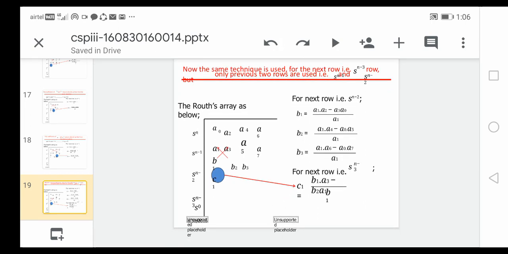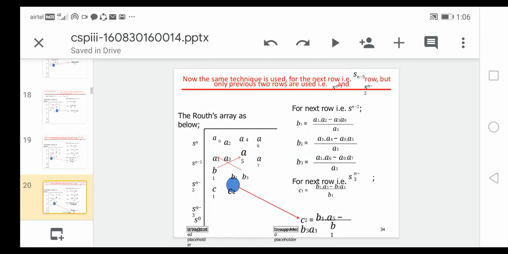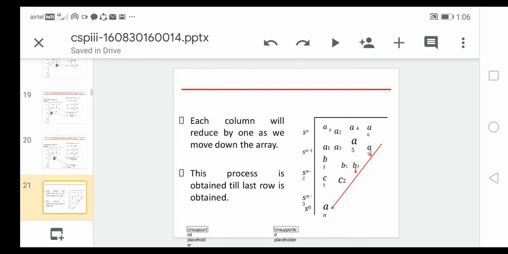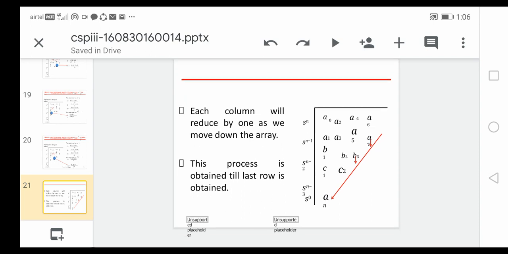Now you need to identify when the system is stable and when the system is unstable by using the Routh stability criteria. If there is no sign change in the first column of the Routh array, then the system is stable.